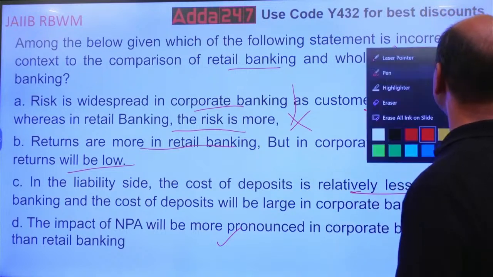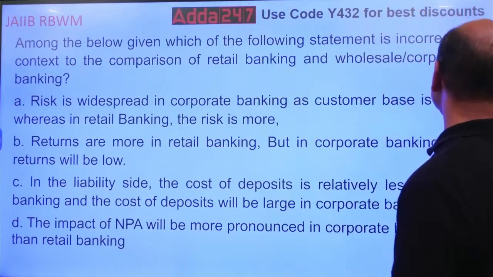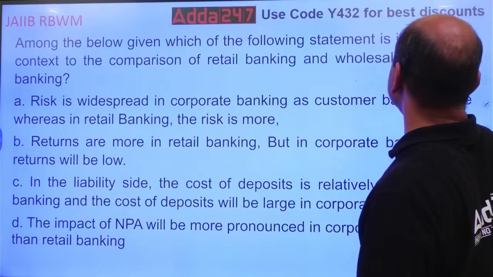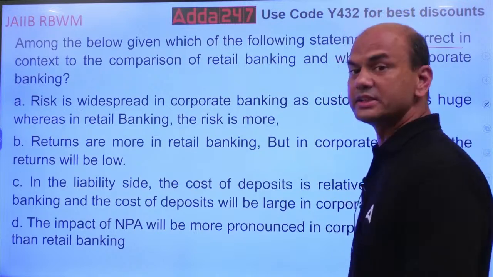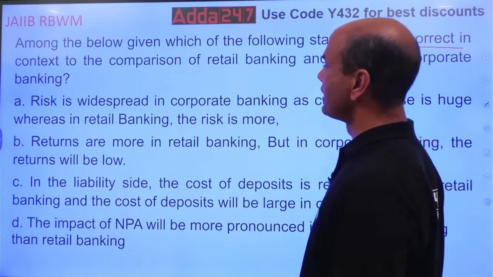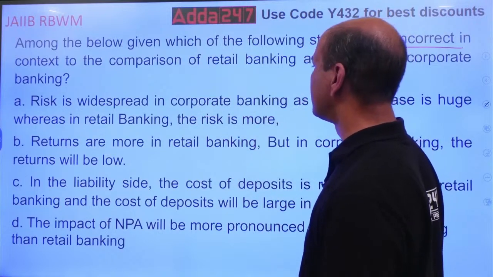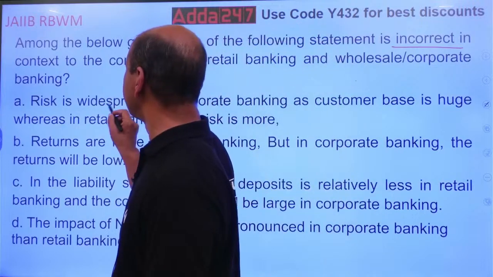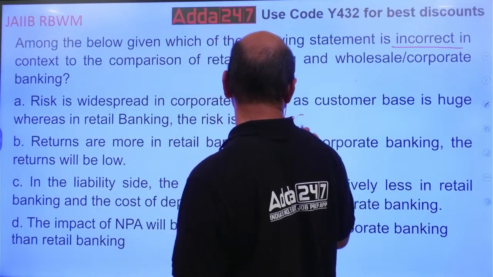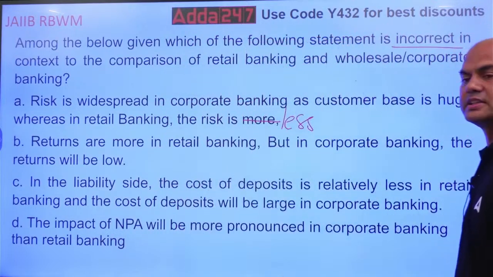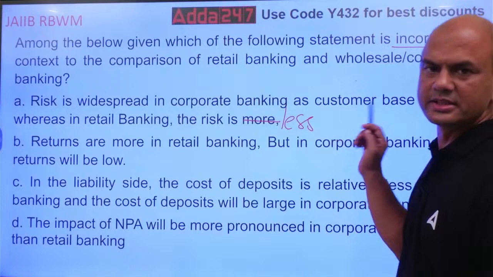Which of the following statements is incorrect? Now see here, this question is a bit dicey. Incorrect in context to comparison of retail and wholesale banking. Risk is widespread in corporate banking, whereas in retail banking the risk is less. Let's say: risk is more in corporate banking, whereas in retail banking the risk is less.